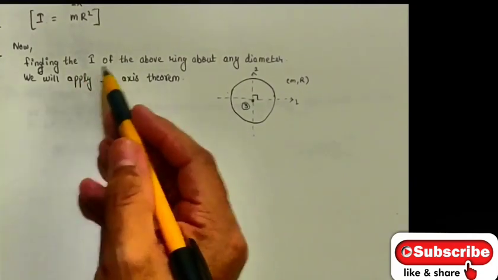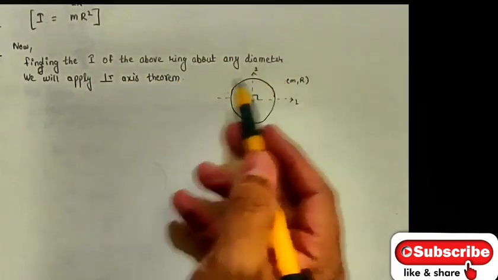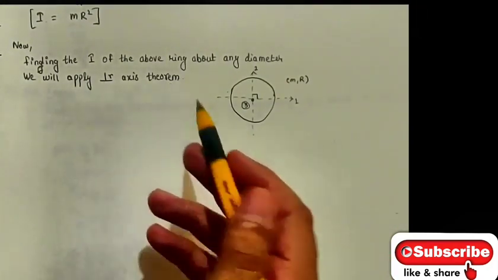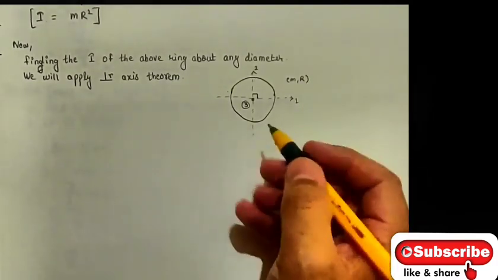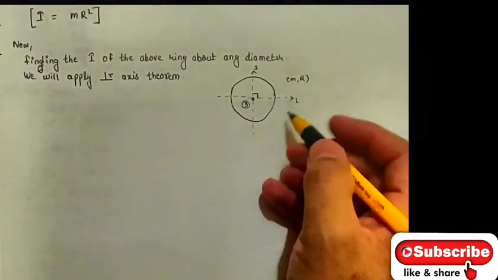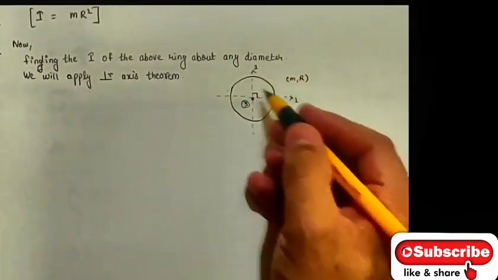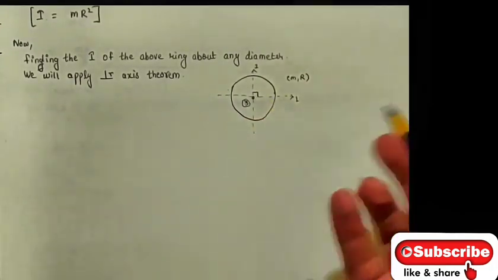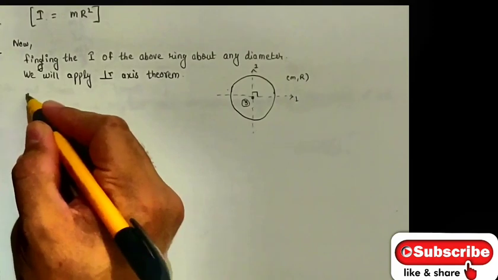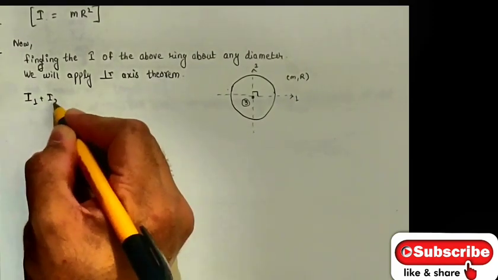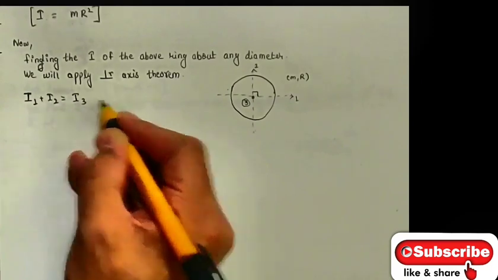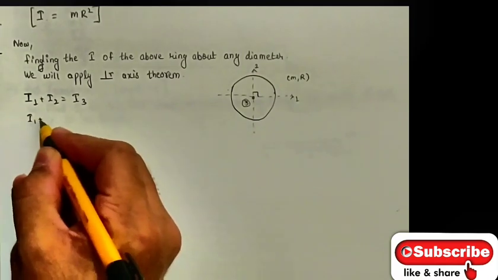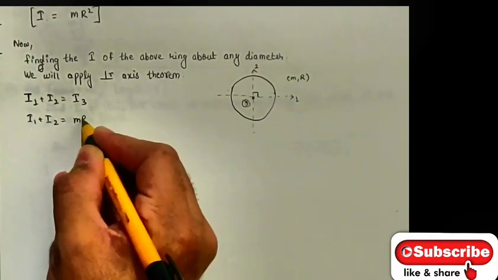Now we will find the moment of inertia of the above ring about any diameter. So we apply the perpendicular axis theorem, which we have learned in our previous videos. We have taken the previous ring and drawn two axes, 1 and 2, which are perpendicular to each other, and the third axis is the z axis, let us assume. From the perpendicular axis theorem, I1 plus I2 will be equal to I3, and I3 is known as mr square. So I1 plus I2 equals mr square.